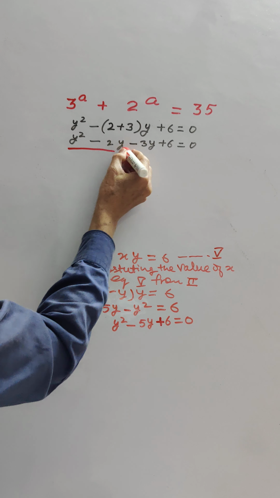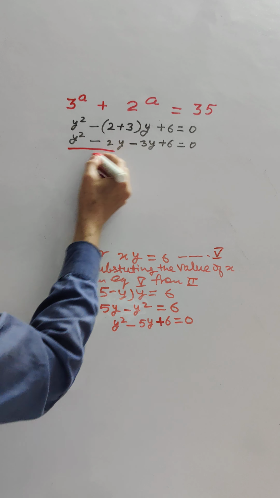Out of these two, we can take y as common. Y minus 2, and here minus 3, that will become y minus 2 is equal to 0. Or y minus 3 into y minus 2 is equal to 0. Or y is equal to 3, or y is equal to 2. So we are getting two values of y.